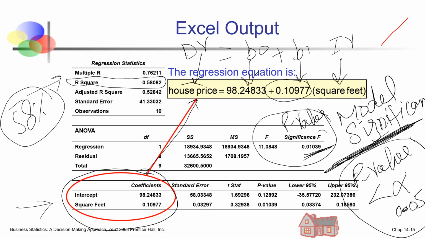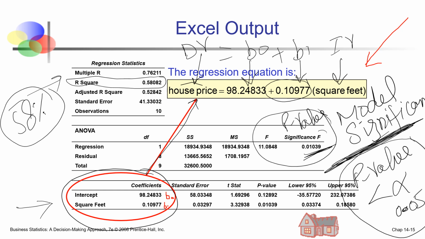So this is what the model says. We are learning first, this is a model. How does the model come? This is B naught, and this is B1. B naught says we have an intercept of 98.24833, and the square feet regression coefficient B1 is 0.10977.